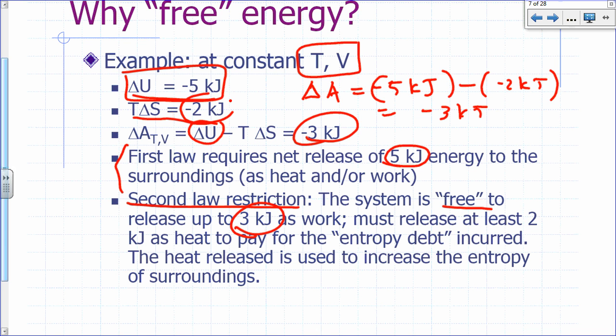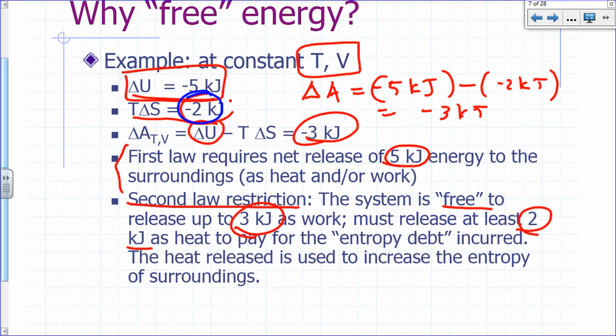Not all 5. You can release 5, right? There has to be a net release of 5 according to the first law. But of that, only up to 3 can be released as work. At least 2 kilojoules must be released as heat. Why is that? Look at your entropy change for your system.